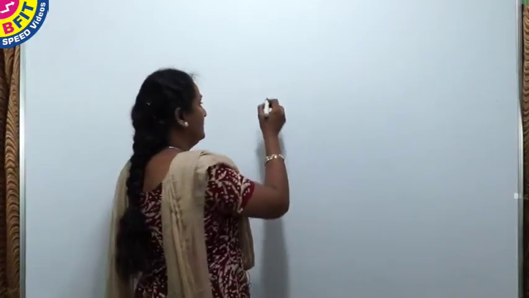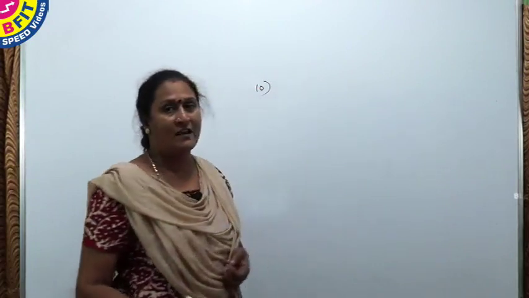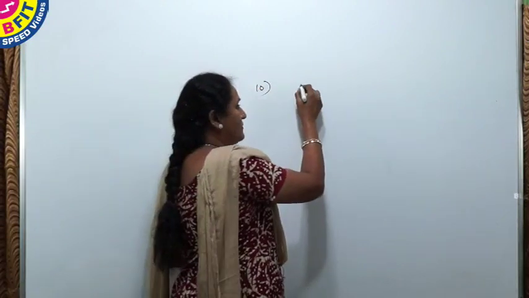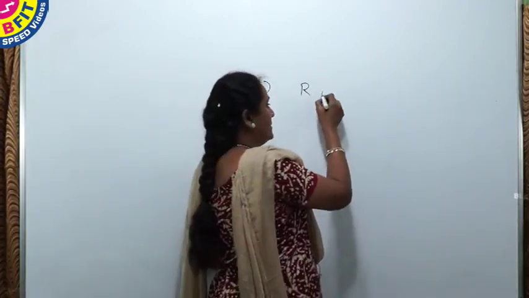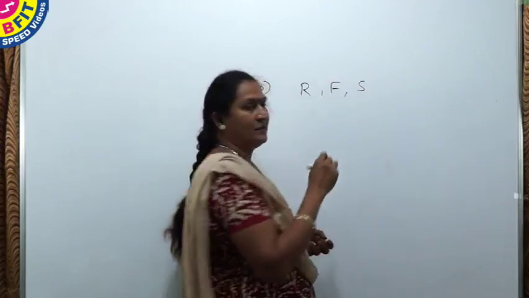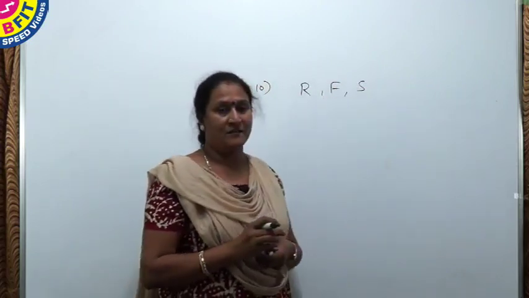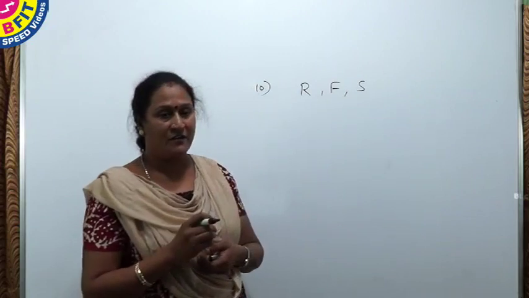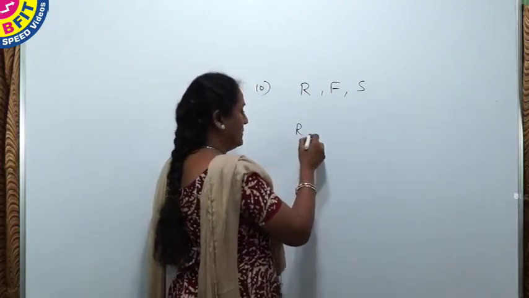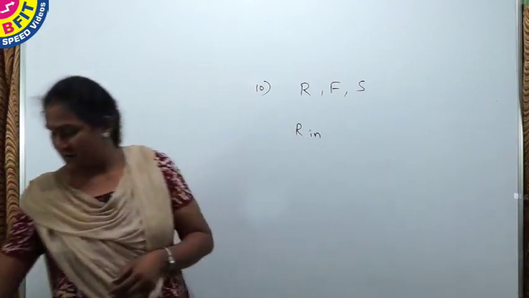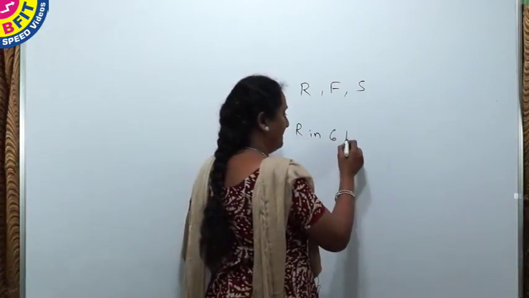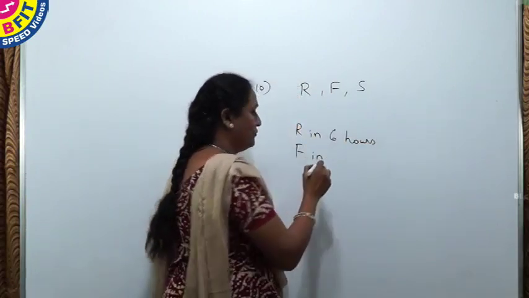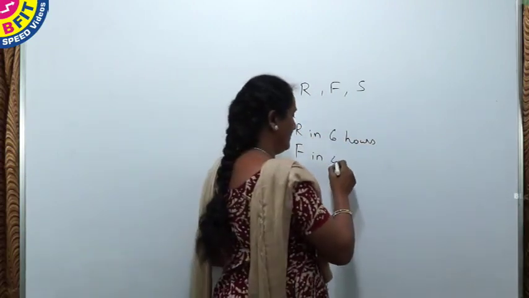So question number 10. In this we have 3 persons, Rakesh, Fazil and Sumit. To represent Rakesh, we'll take R, for Fazil F, and for Sumit S. They design a plan of a multi-storied flat. So R can do the work in 6 hours and Fazil can do it in 4 hours working alone.